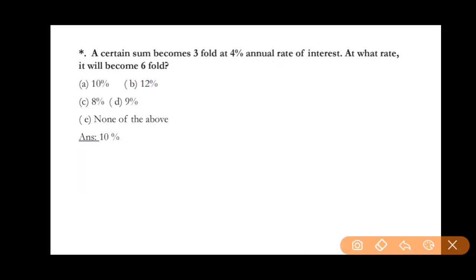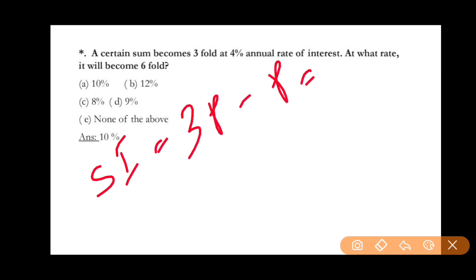Okay, let's move forward. First of all, what is the simple interest? It took threefold, it became 3p, so 3p minus p would be 2p. As I did in the previous slide, it would be 2p equal to PTR by 100.